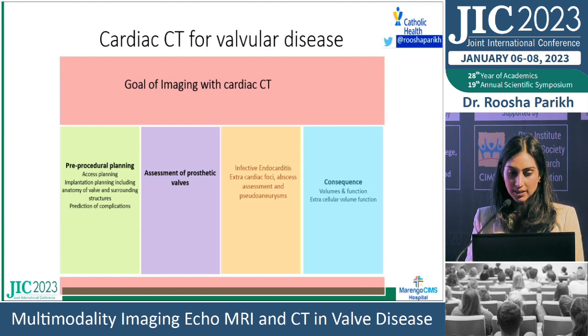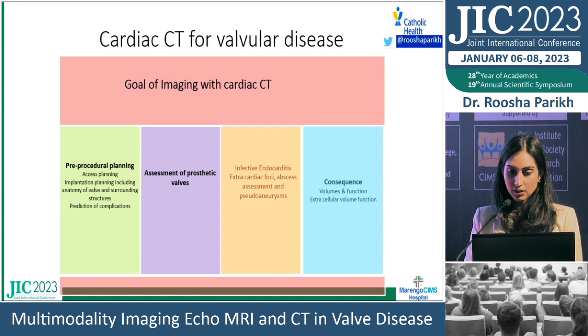Next is assessment of prosthetic valve. We went over an excellent example of how in prosthetic valve you can assess for thrombus or dysfunction. Infective endocarditis. You can look for extracardiac foci of endocarditis or infection. You can look for abscess assessment and pseudoaneurysm very well with cardiac CT. Again, you get a 3D data set. So unlike echo, where it depends on who took the images and how they took the images, in cardiac CT, you can go back and reconstruct all the imaging planes that you'd like. And then consequence.